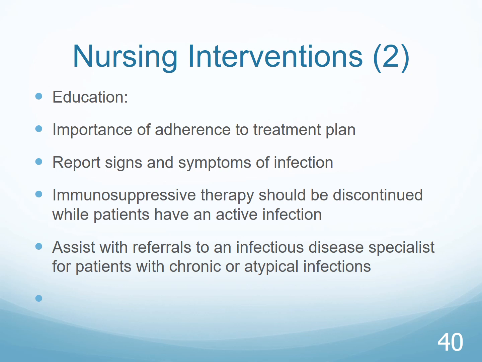Immunosuppressive therapy should be discontinued when patients have an active infection. So we cannot continue to give them some of these medications if there is an active infection present in their body. And we will assist with referrals to an infectious disease specialist for chronic or atypical infections. So the rheumatologist and the infectious disease specialist will work very closely for the proper medications and the proper dosages, and they will co-manage the care for this population, in order to keep the infections under control so that they can continue to take the medications that they need to halt the progression of their disorder.